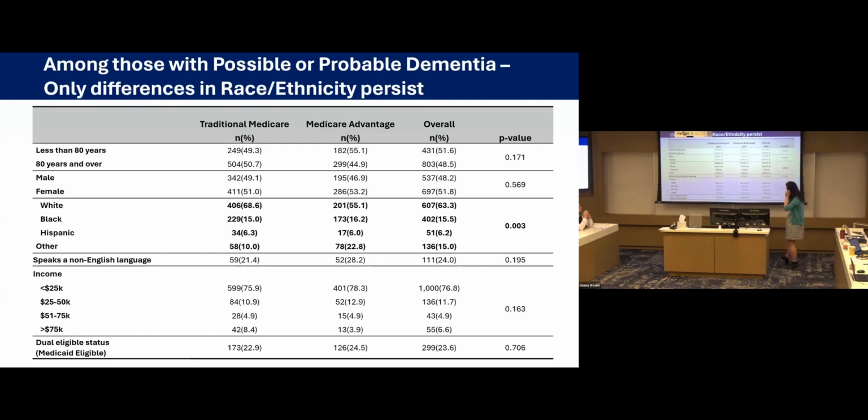Again, it's actually particularly prominent for the other race, and I should take a moment here to mention other race here. It's literally anything that is not white, black, or Hispanic. So this includes Asian, this includes Islander, this includes Native Hawaiian, Alaskan, etc. And so, interestingly, now the difference is 10% traditional Medicare, 22.8% Medicare Advantage.